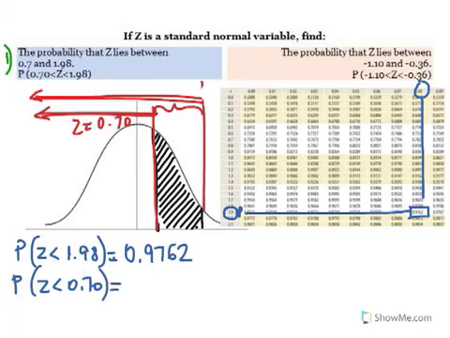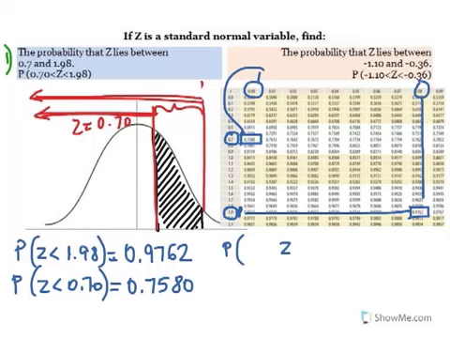What about the probability of z smaller than 0.70? Let's do the same thing. Find 0.7, 0.00, because that 0 will come right over here, and then we have the probability or the area of 0.7580. In this case now we're going to find the probability of z smaller than 1.98 and greater than 0.7 by subtracting 0.7580 from 0.9762.